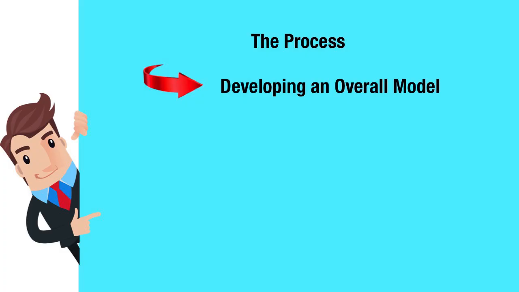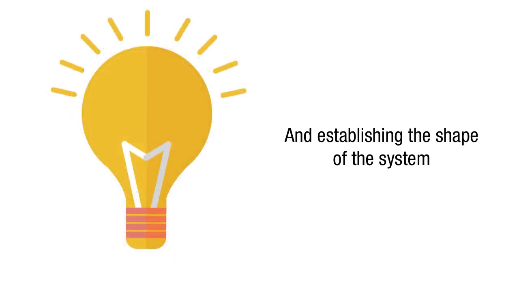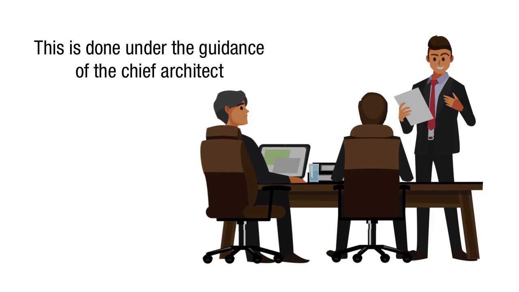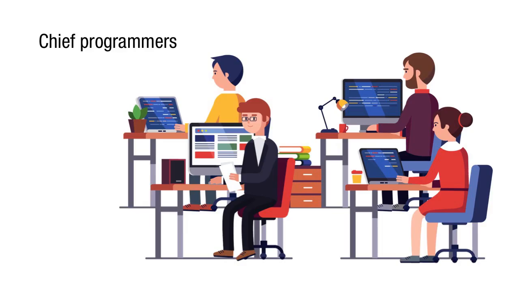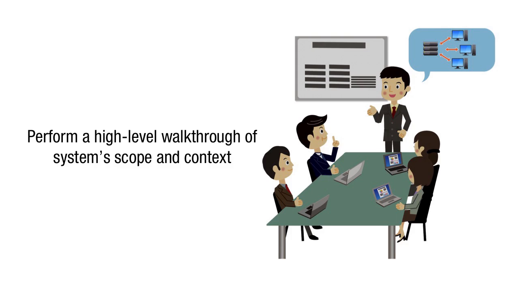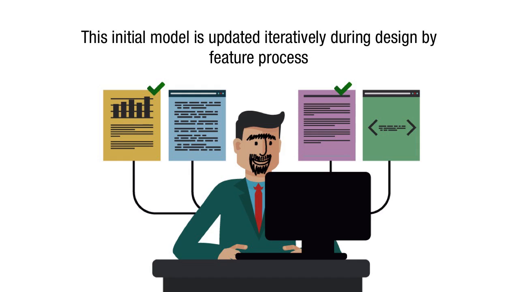Developing an overall model. The first process involves creating the base object model and establishing the shape of the system. This is done under the guidance of the chief architect, who is an experienced object modeler. The chief architect, chief programmers, and domain experts perform a high-level walkthrough of the system's scope and context. The model is defined and selected by consensus. This initial model is updated iteratively during Process 4, Design by Feature.